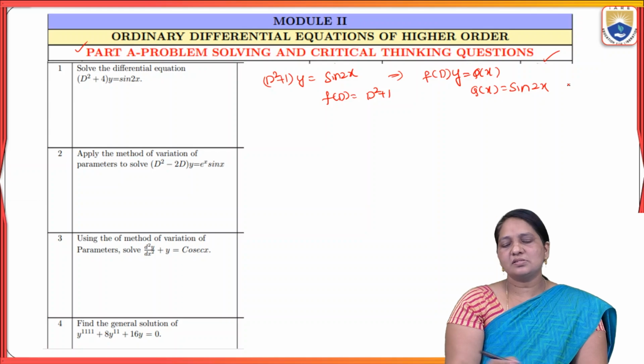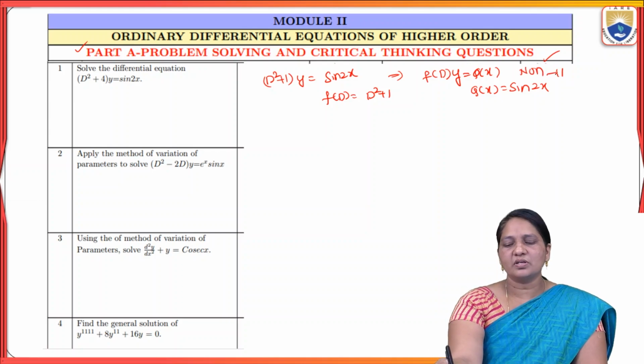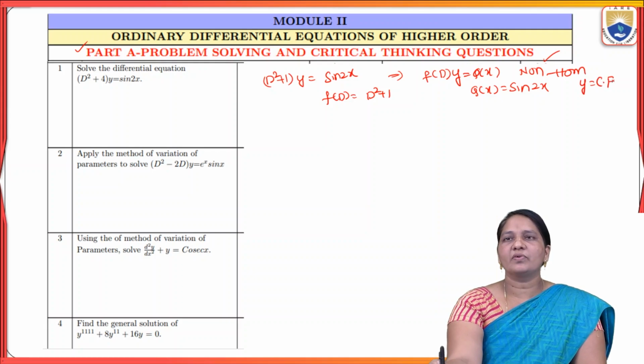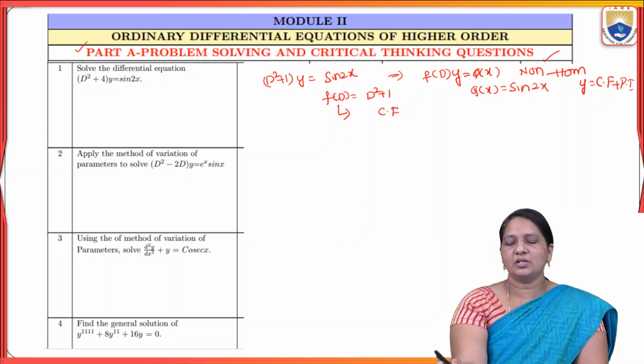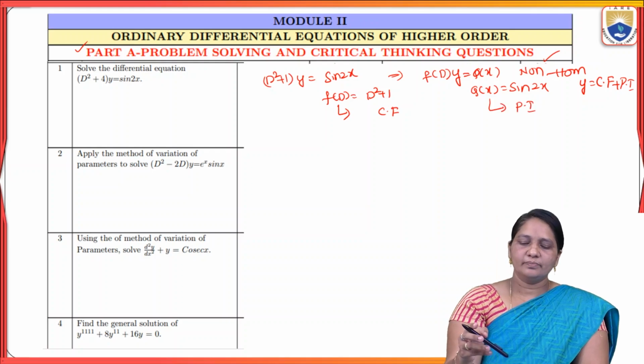So first of all, this is a non-homogeneous equation. If it is a non-homogeneous equation, what is the general solution? That is y equal to complementary function plus particular integral. From the f(D) value we are going to calculate the complementary function, and from the Q(x) we are going to calculate the particular integral.